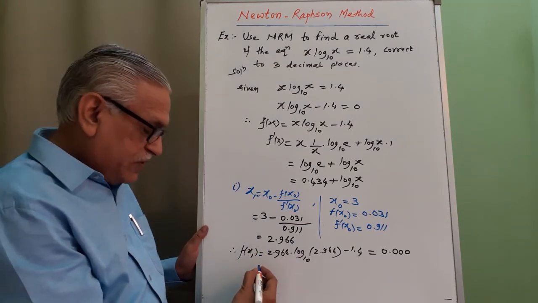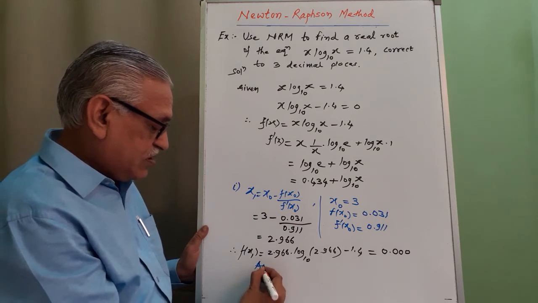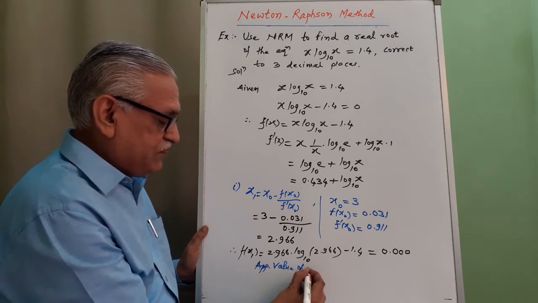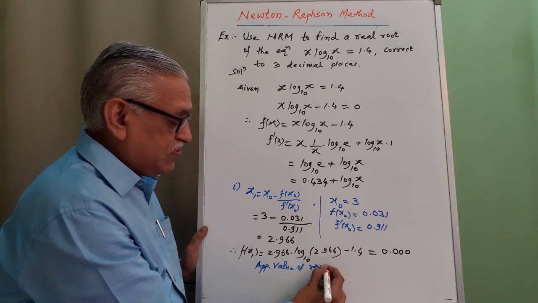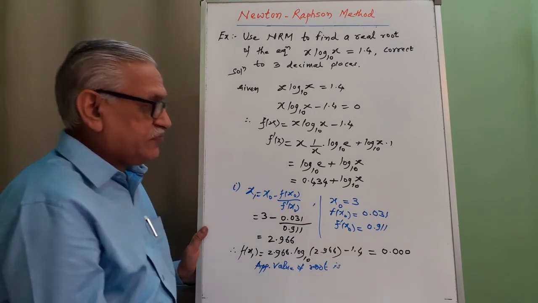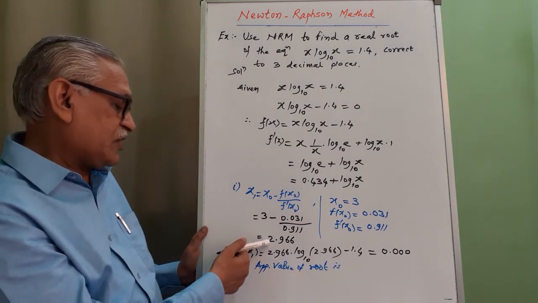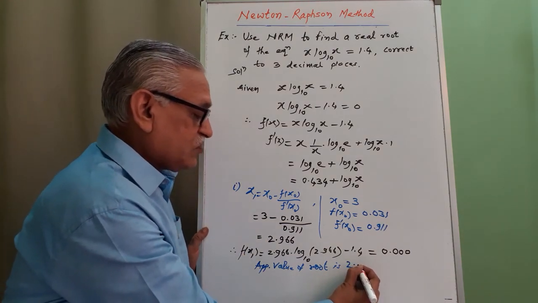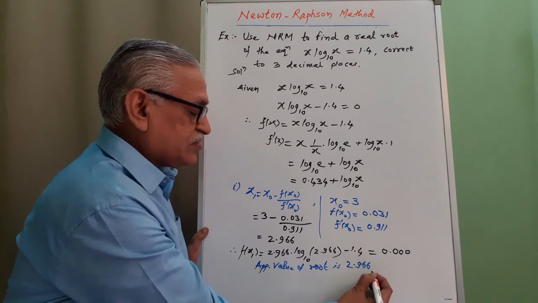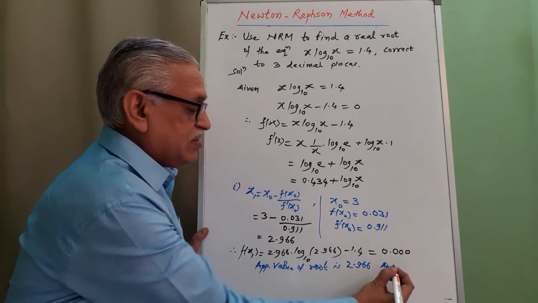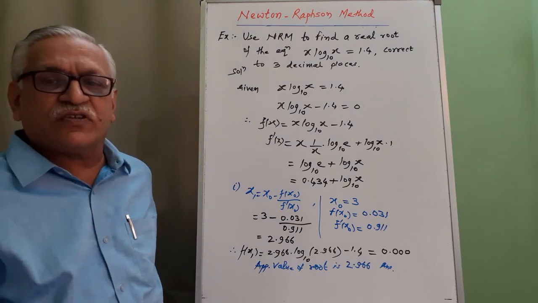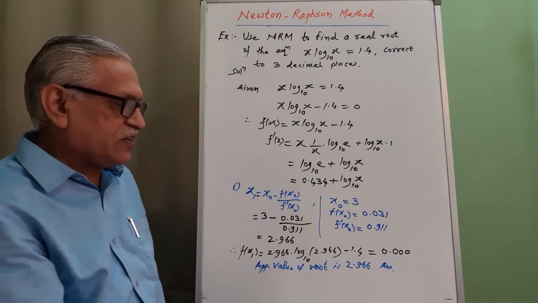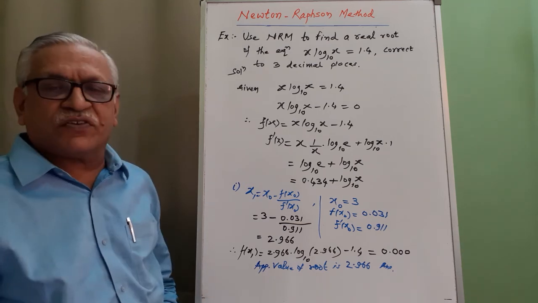So the approximate value of the root is the corresponding value of x, which is 2.966, as the required real root by Newton-Raphson method. And here only one iteration is required. Only one step is required to get the root of that equation.